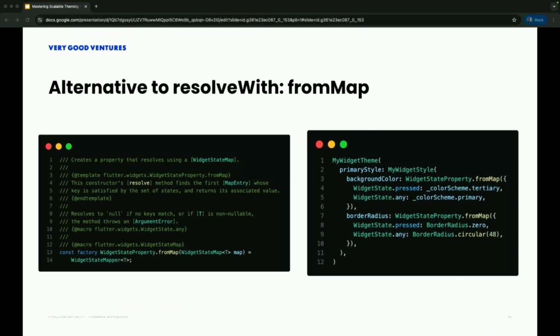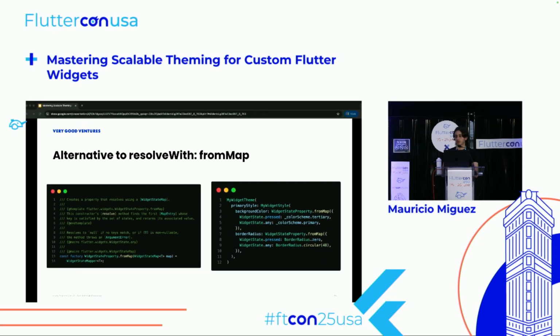There is also a newer alternative to using the resolveWith method that is called fromMap. Instead of defining a function, you define a map where the keys will be the widget states and the values will be the actual style values, in this case colors and border radius. So it's much easier to implement, and also as a code reviewer, to read the code and actually understand what it's doing. It's simpler.